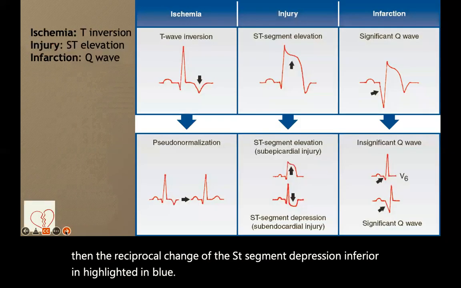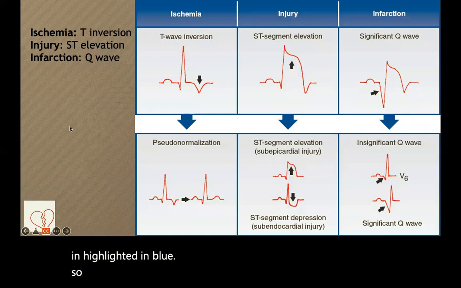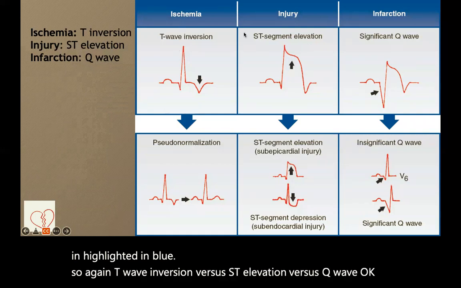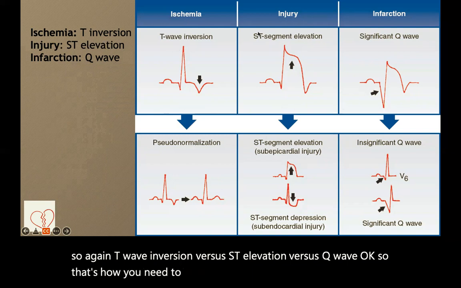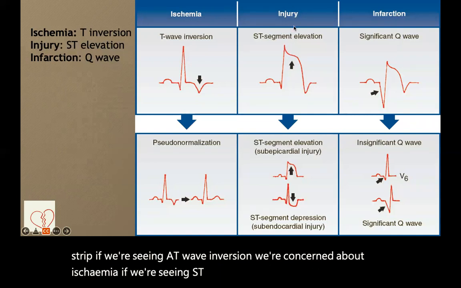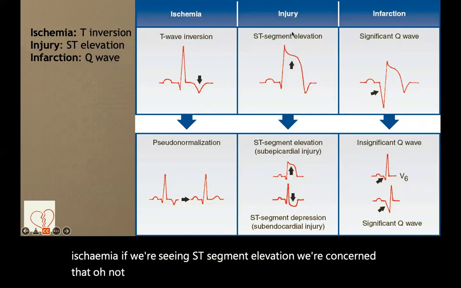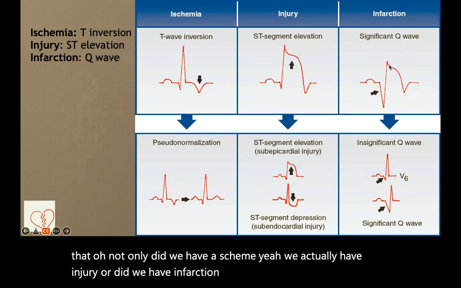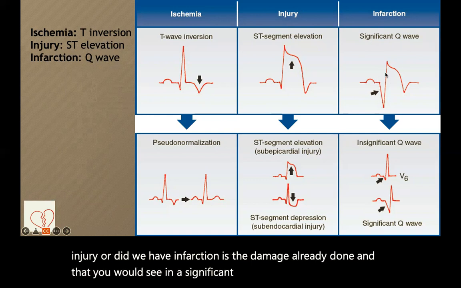Okay. So again, T wave inversion versus ST elevation versus Q wave. Okay, so that's how you need to differentiate. When we're looking at an EKG strip, if we're seeing a T wave inversion, we're concerned about ischemia. If we're seeing ST segment elevation, we're concerned that, not only did we have ischemia, we actually have injury. Or did we have infarction? Is the damage already done? And that you would see in a significant Q wave.